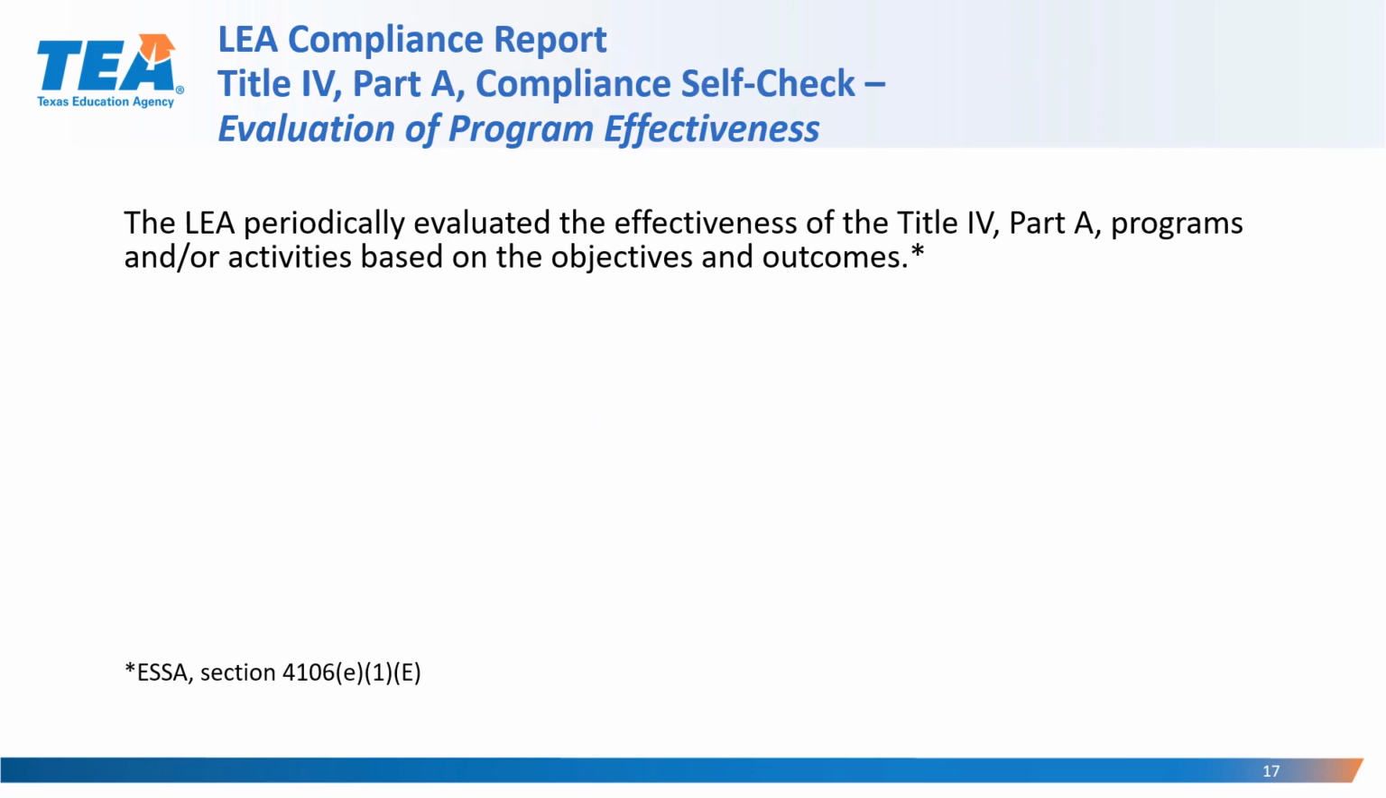Continuing with the alignment of documents to the random validation selected, the evaluation of program effectiveness is also connected to the Title IV Part A compliance self-check item. On the LEA compliance report, one of the LEA program compliance self-check items states, the LEA periodically evaluates the effectiveness of the Title IV Part A programs and/or activities based on the objectives and outcomes. The LEA will indicate yes or no on the compliance report self-check item. If yes is selected, the LEA must ensure documentation is readily available and kept locally if requested by TEA for auditing purposes.